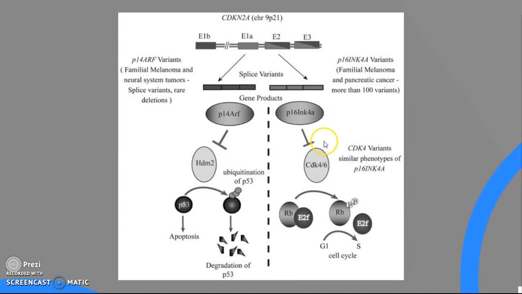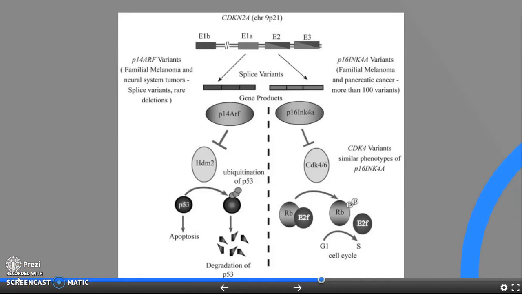The other protein that our gene codes for, the P14ARF protein, protects another protein called P53 from destruction. P53 is another tumor suppressor that is vital for regulating apoptosis, and without it, the cell would lack signaling for self-destruction.